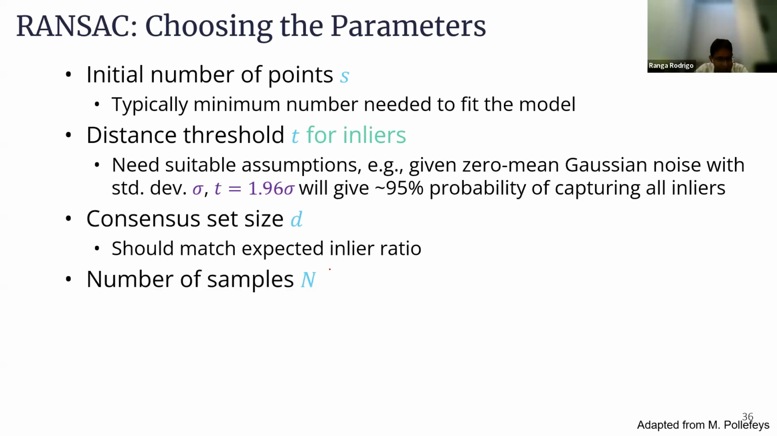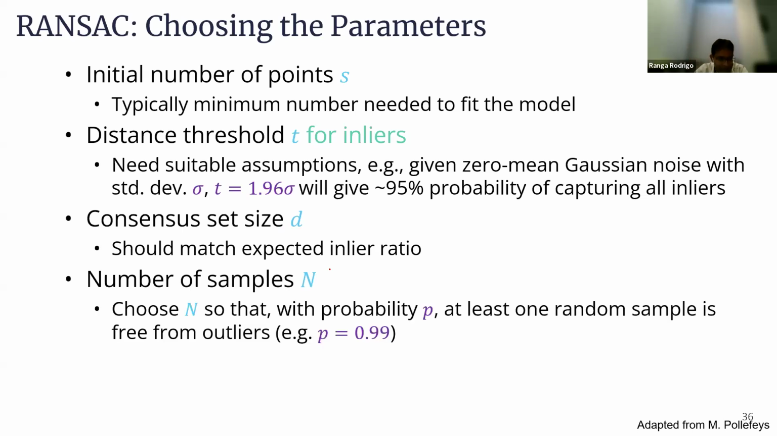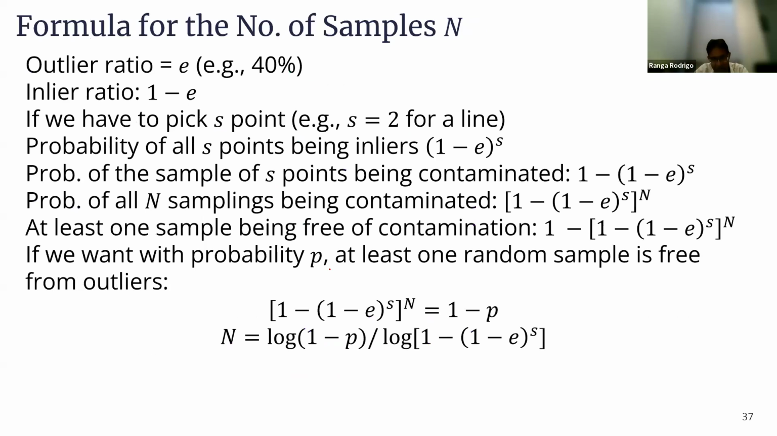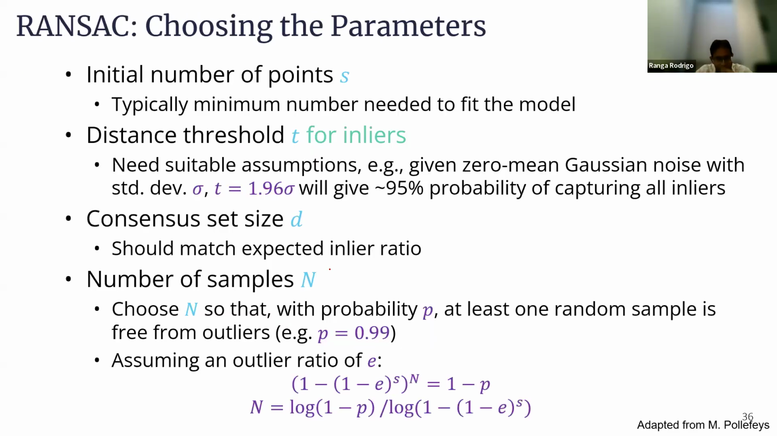Then the number of samples that you have to take, which we have to compute. Choose N so that the probability p that at least one random sample is free from outliers is high. Example, p is equal to 0.99. So we have to compute it assuming an outlier ratio of e. This is the answer that you get for capital N. So I will slowly walk you through how this formula comes. Please pay attention to understand how this formula comes.